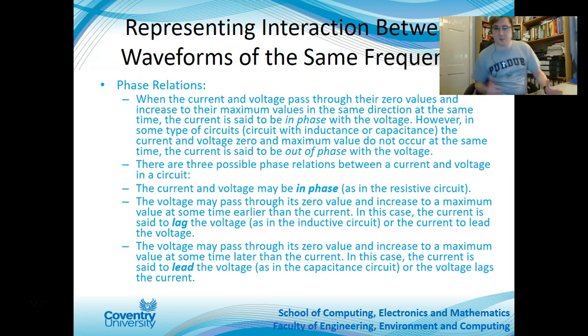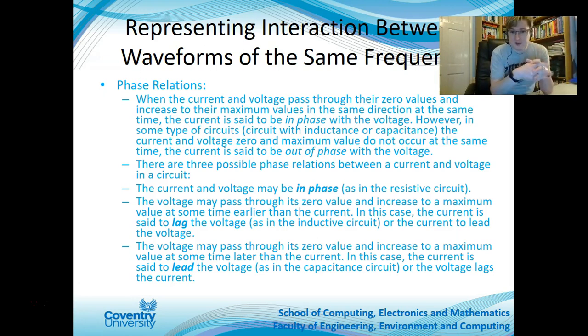So the first one is when you've got a system where the voltage and the current are in phase, and that's in a purely resistive circuit like the ones we've already come across, or if the capacitive component and inductive component cancel each other out. The second situation is where the voltage may pass through a value and increase to a time earlier than the current.